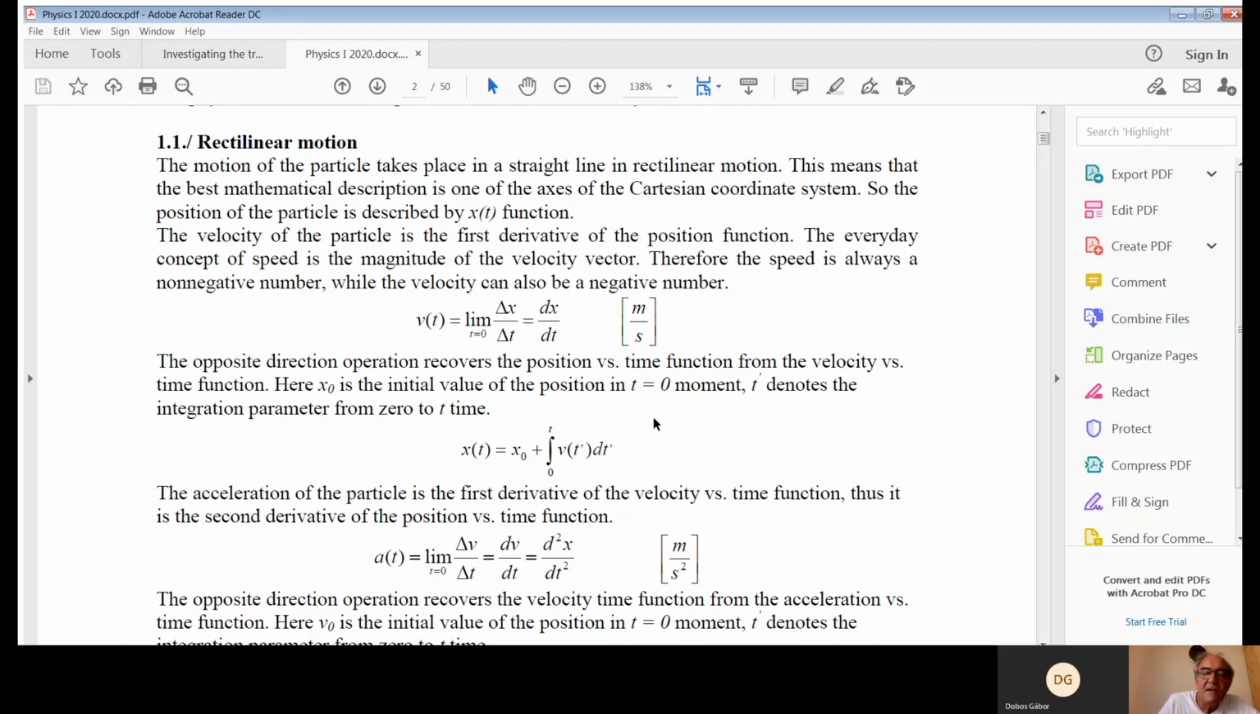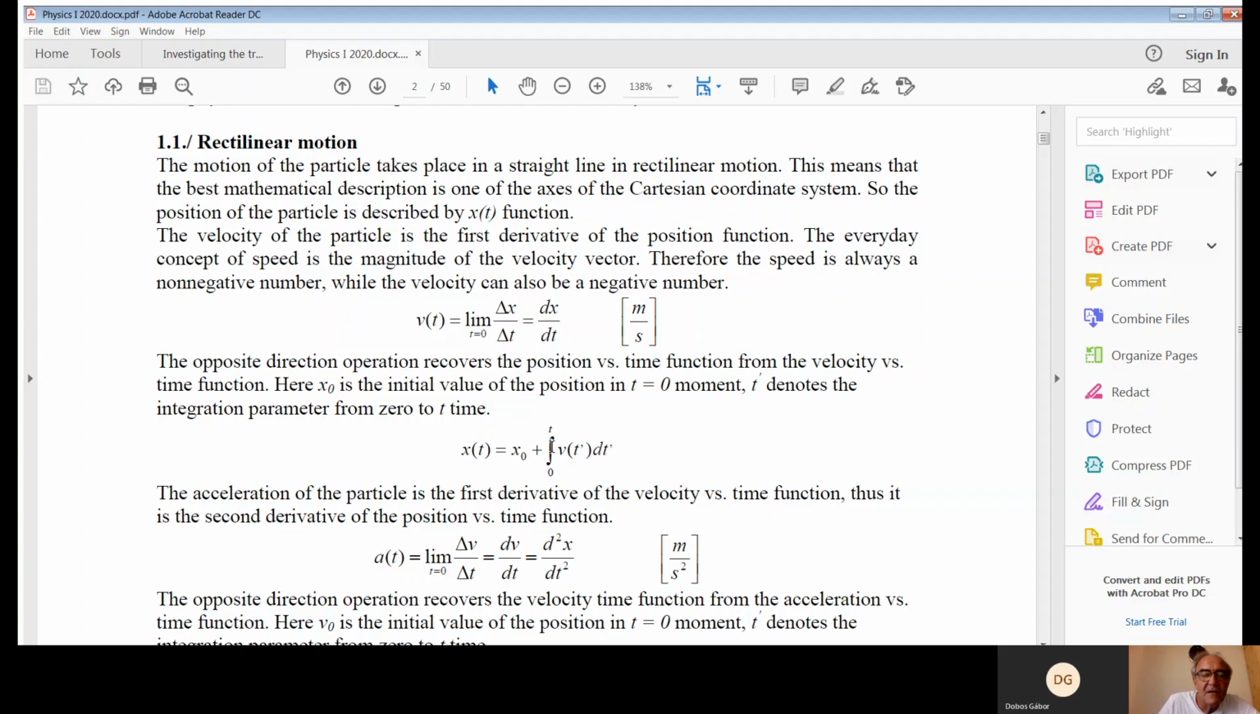The opposite direction operation recovers the position from the velocity. Here, let me explain that. For those who did not learn it, it would be a difficult time to understand it so suddenly, but let me explain that. If we have a velocity time function, and we want to find out where the particle is, then we have to do that.